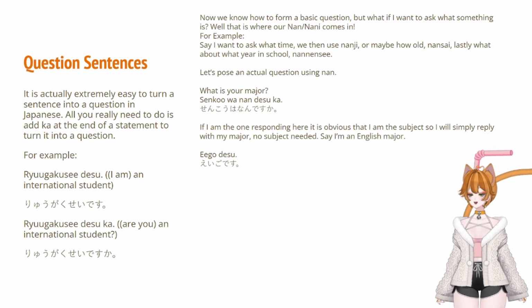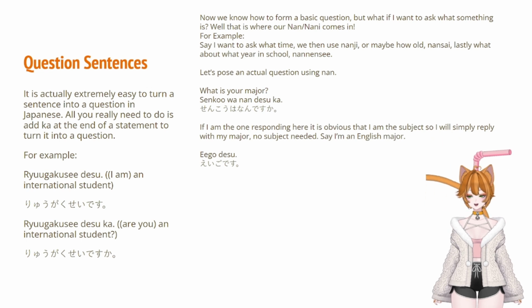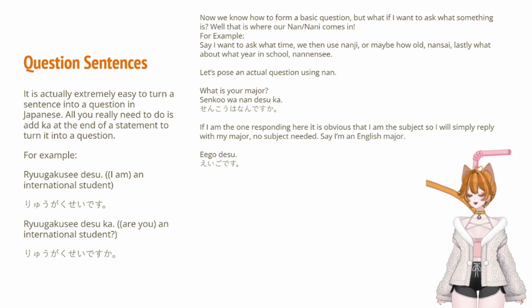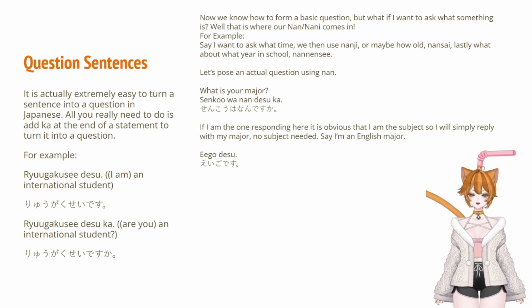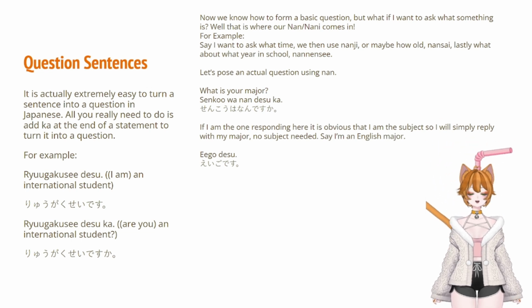For example here, ryugakusei desu means I am an international student. But what if I add ka at the end? Ryugakusei desu ka? Switches it to are you an international student? Because you wouldn't be asking am I an international student? It's clear that you're talking about the other person that you're saying that to.